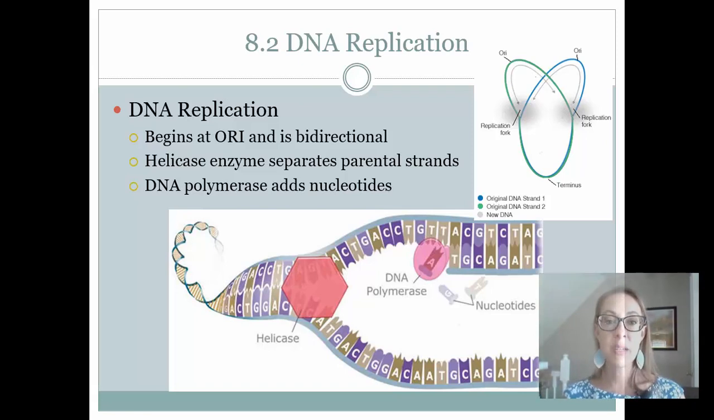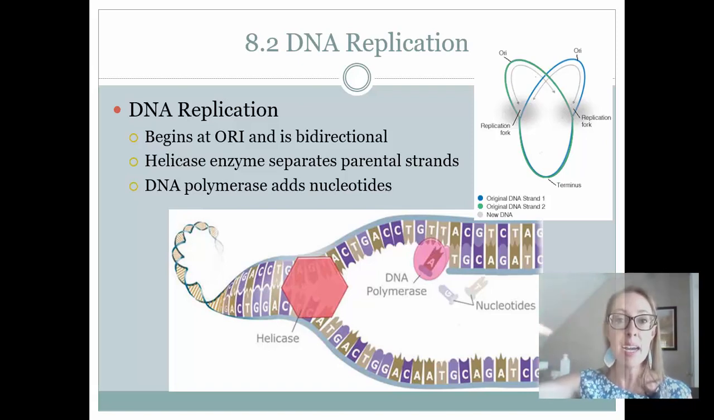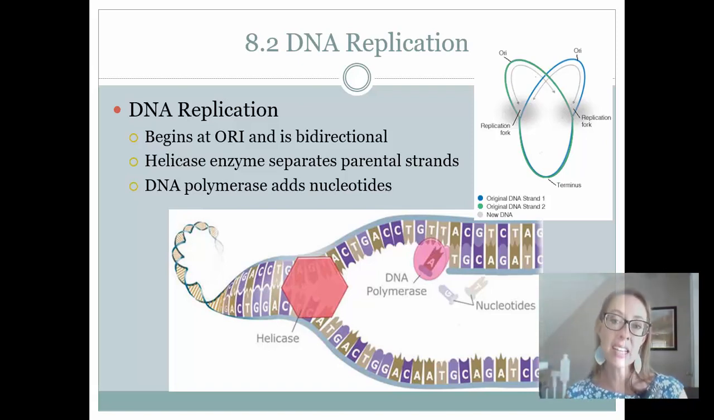Before DNA polymerase can act, we need another enzyme to come in and break the bonds between our 2 strands. The enzyme that unzips our gene is called helicase. So it's an enzyme, it ends in ASE, and it's going to essentially unwind and break apart that helix. By doing so, helicase gives DNA polymerase access to that parental strand.